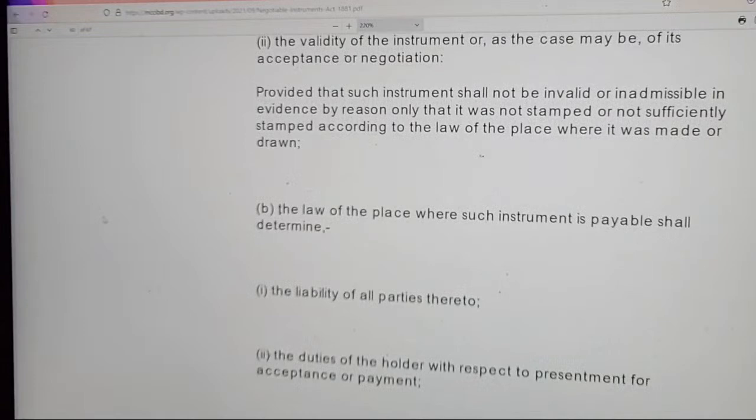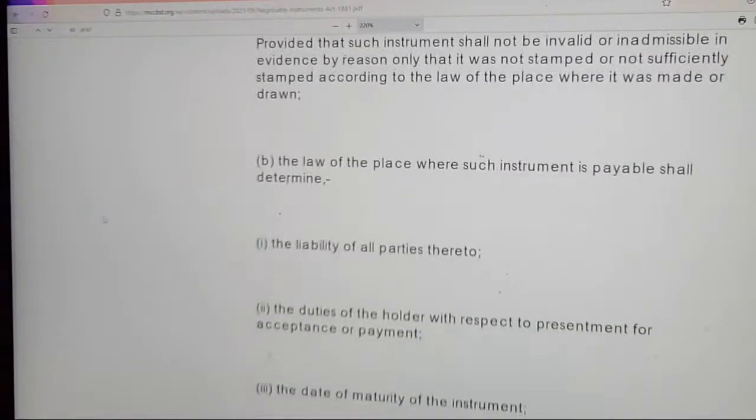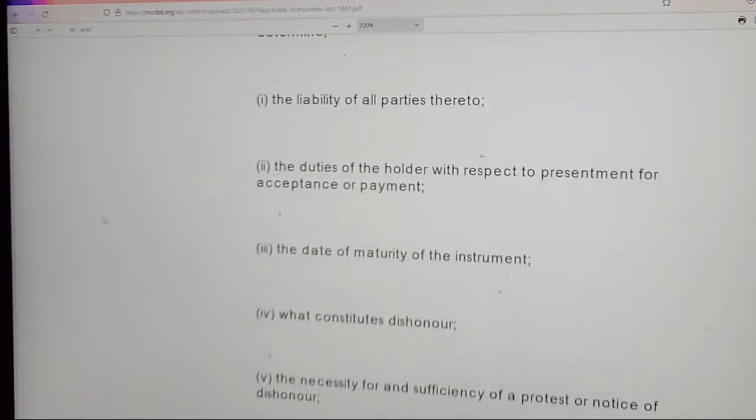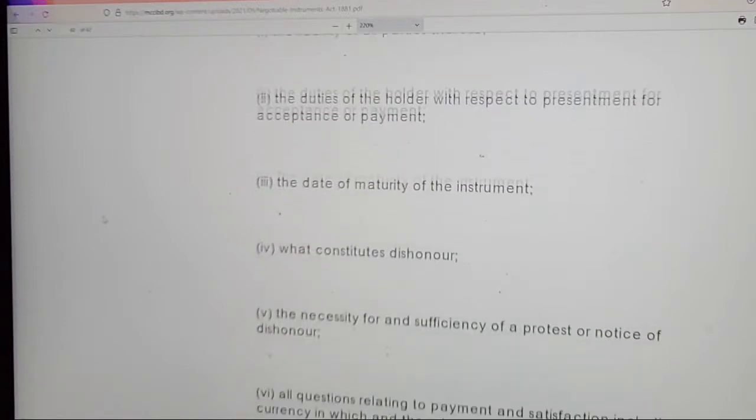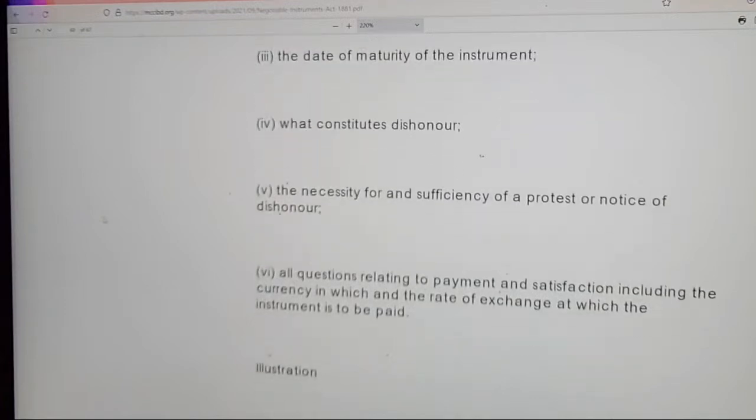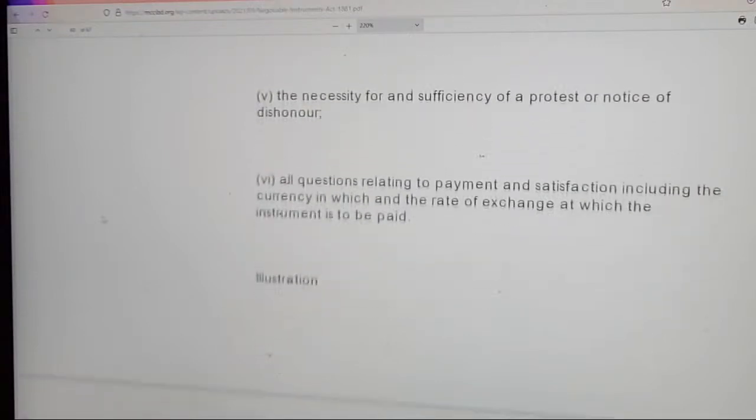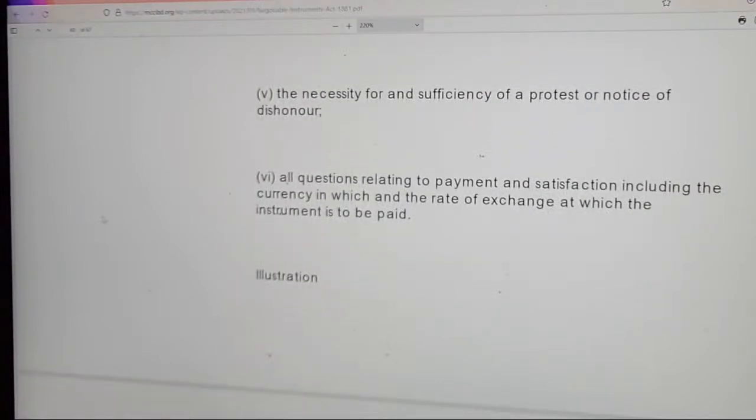provided that such instrument shall not be invalid or inadmissible in evidence by reason only that it was not stamped or not sufficiently stamped according to the law of the place where it was made or drawn. b. The law of the place where such instrument is payable shall determine the liability of the parties thereto, the duties of the holder with respect to the presentment for acceptance or payment, the date of the maturity of the instrument, what constitutes dishonor, the necessity for and sufficiency of a protest or notice of dishonor, all questions relating to payment and satisfaction, including the currency in which and the rate of exchange at which the instrument is to be paid.